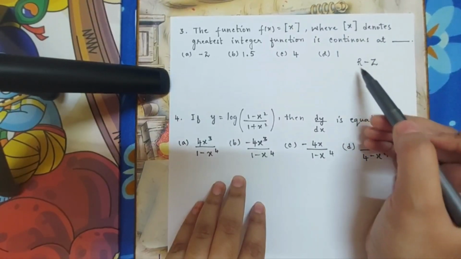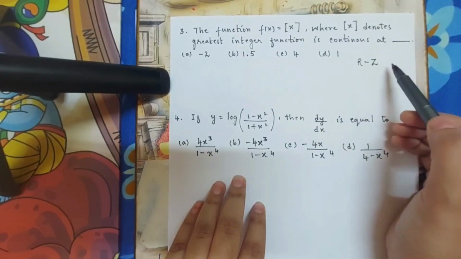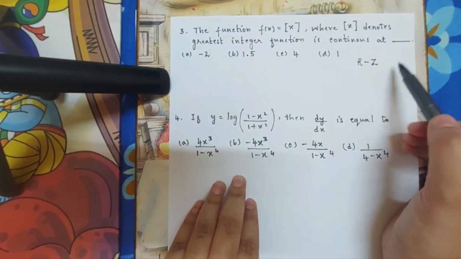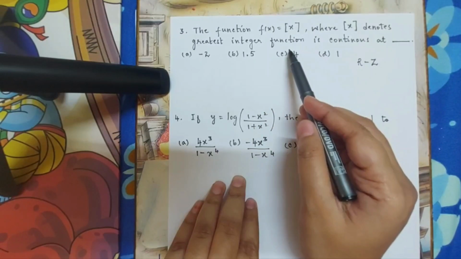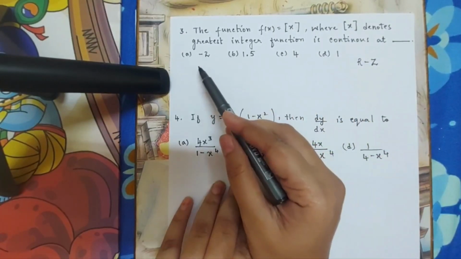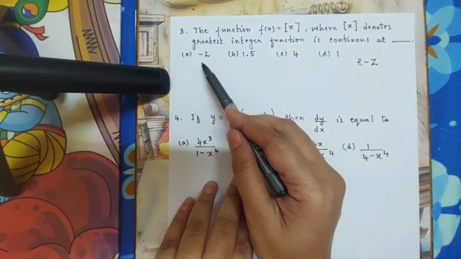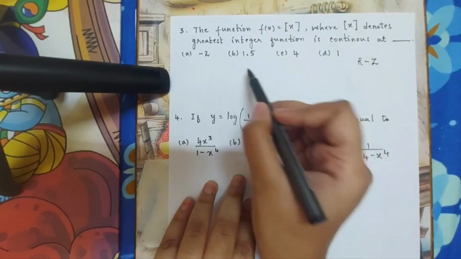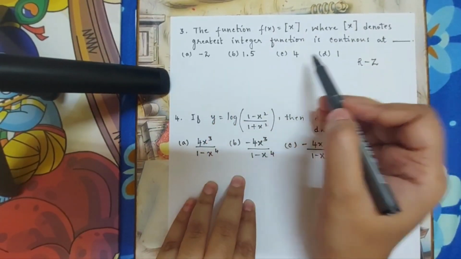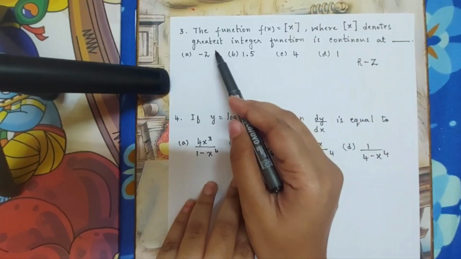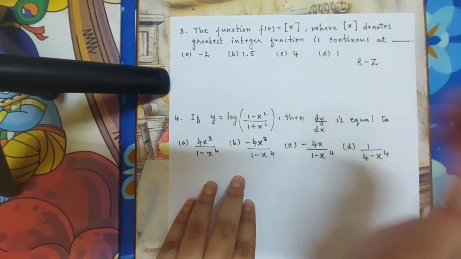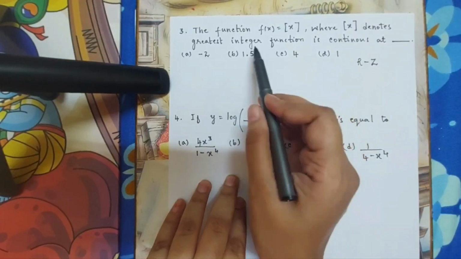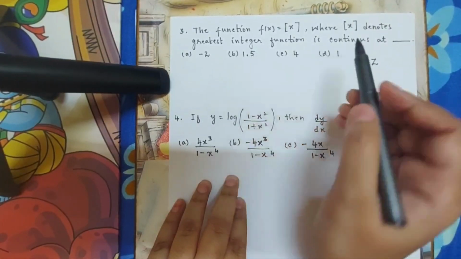We will be considering the real numbers minus Z. Z is the integers. So wherever the integers are present, this greatest integer function is not continuous. In the options, we can see minus 2 is an integer, 4 is also an integer, 1 is also an integer. So at minus 2, 4 and 1, the greatest integer function is not continuous, and only at 1.5, that is a real number, it is continuous.